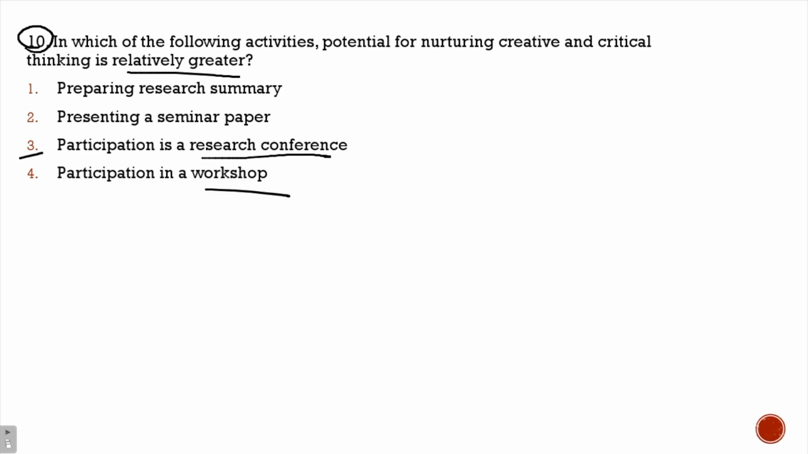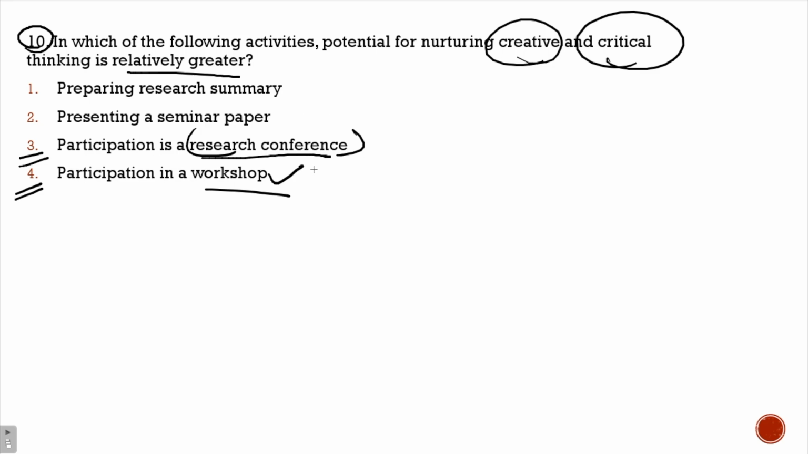Now the doubt which the maximum number of students had was between third and fourth, and the reason that the third one is correct and the fourth one is incorrect is that a conference is a formal meeting where participants exchange their views on topics. This is the definition of a conference. Since it is a meeting which involves a discussion on a number of topics, it helps in enhancing the critical thinking and the creative thinking of the individual.